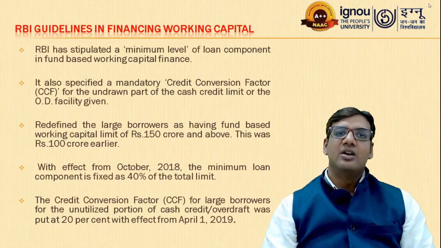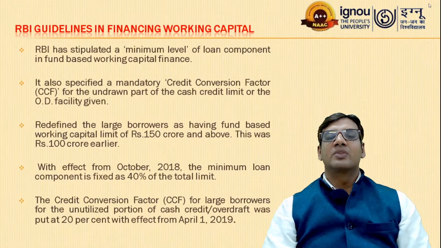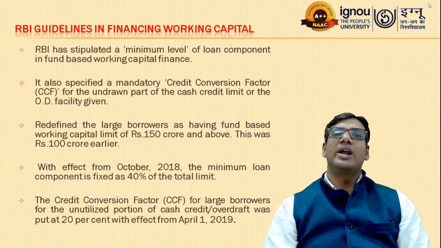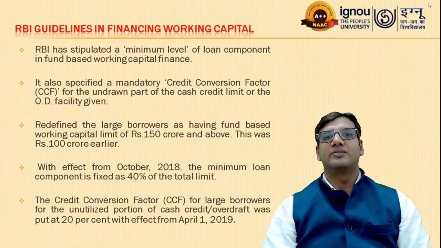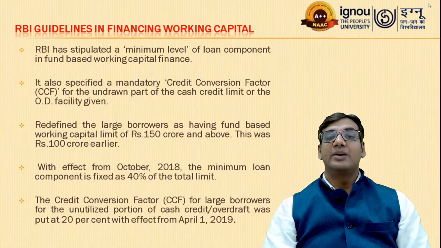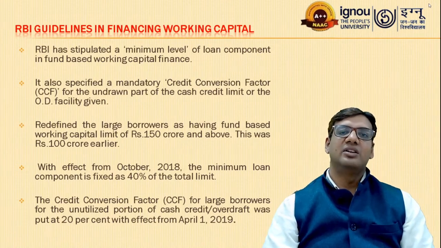Next one is with effect from October 2018. The minimum loan component is fixed as 40% of the total limit. That means it is a very important point because it affects the working capital, the composition of working capital.